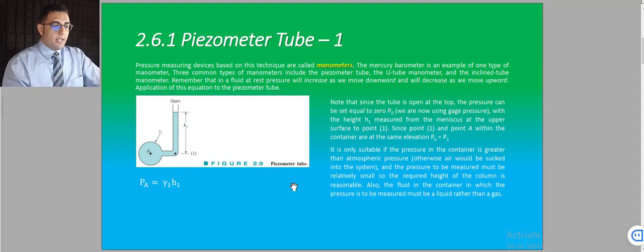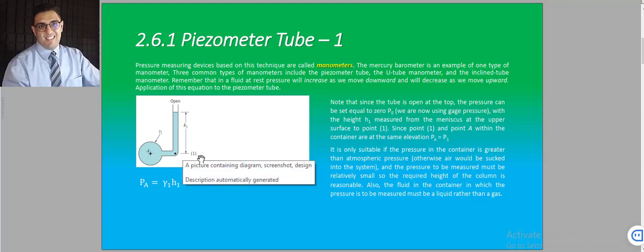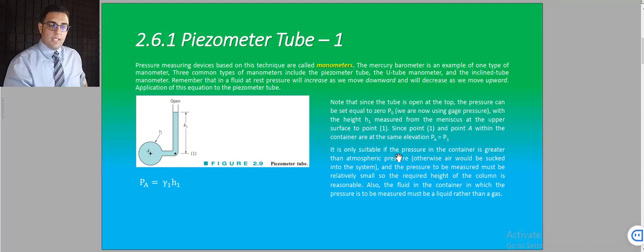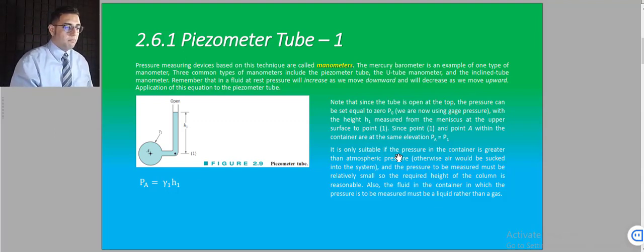The other point is that it is better for us to consider liquid here rather than gas, since it is more dense and it is more suitable to be filled in the piezometer.